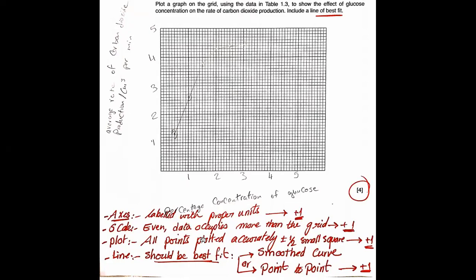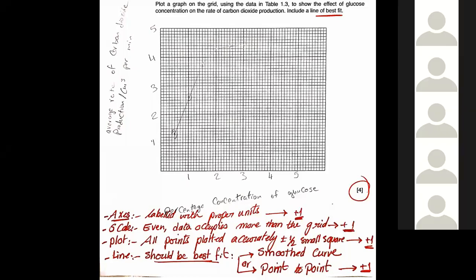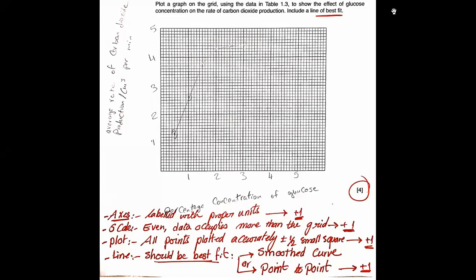So the line should be smooth, curved, freehand, or point to point. I think point to point is good for those who may not have the skill of drawing. Point to point by ruler will be good, and it will also be graded for a mark. So this is the criteria of the line that best fits, which frequently comes up.